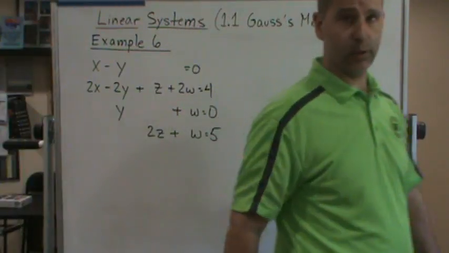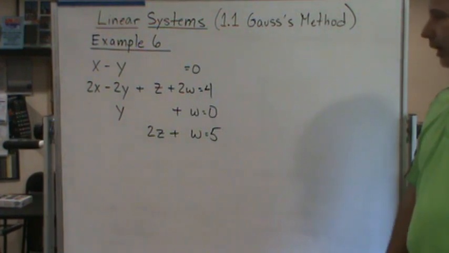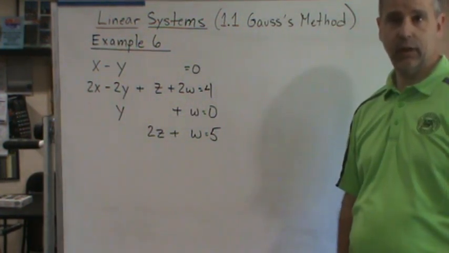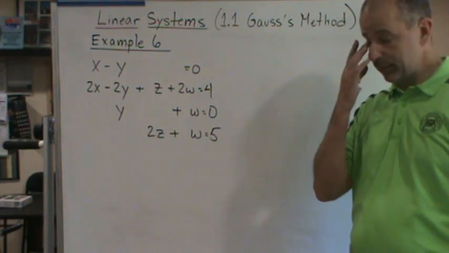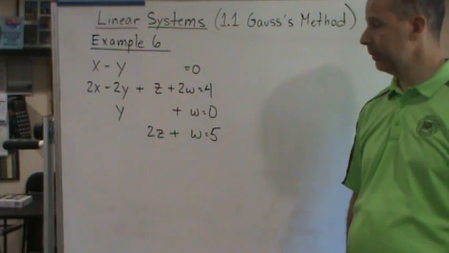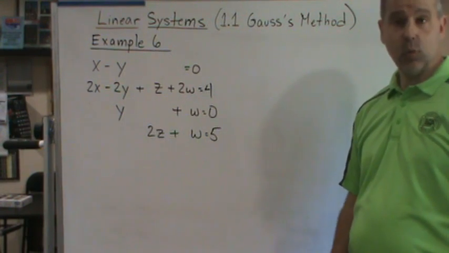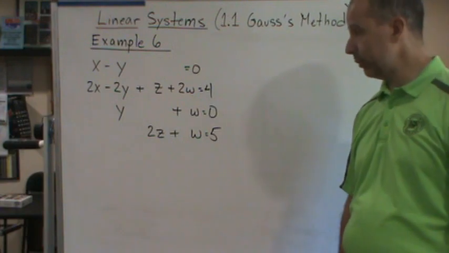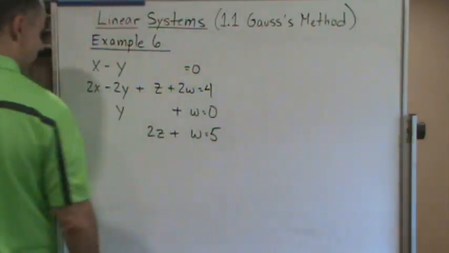Okay, so welcome back. Now we're going to do another example here. In the other examples we've done combinations of rows in order to eliminate the variables and get it into echelon form. Here we're going to end up having to swap a couple of rows, and you'll see why in a moment. So let's just go through our process.